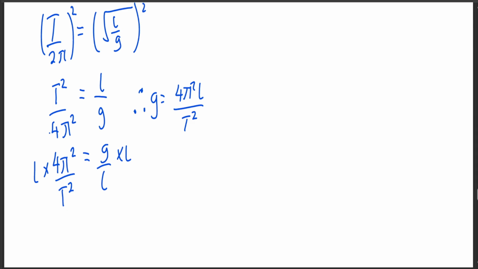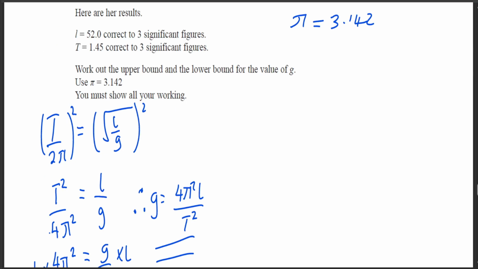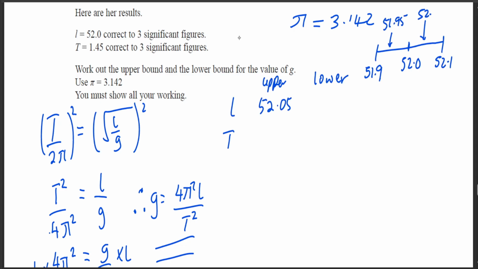Now, after knowing the formula for G, obviously this one becomes easy. So let me write L and let me write T, the upper bound and the lower bound. The upper bound for L is 52.05. If you look at this, if this is 52.0, this is going to be 52.1, and this is going to be 51.9. Obviously, this one will become 51.95 and this one will become 52.05. So the upper bound is 52.05, the lower bound is 51.95.